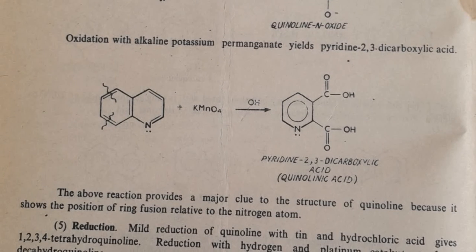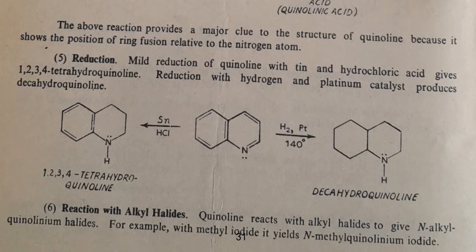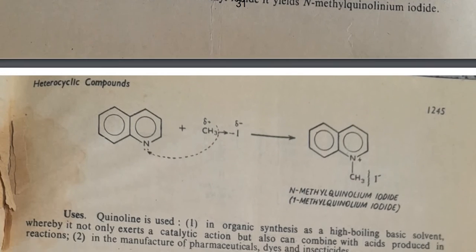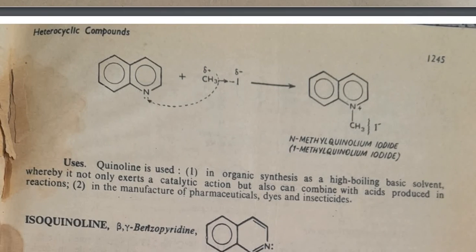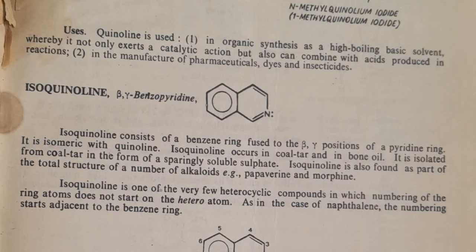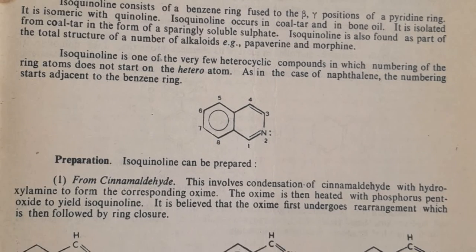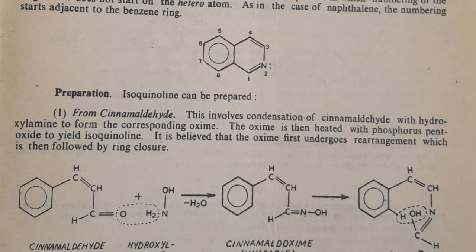If the reaction is done with KMnO4, you get pyridine-2,3-dicarboxylic acid. On reduction, you get 1,2,3,4-tetrahydroquinoline and decahydroquinoline. Reaction with alkyl halides gives N-methylquinolinium iodide. Now see the structure of isoquinoline. Only the position of nitrogen changes, but numbering starts the same as in quinoline.